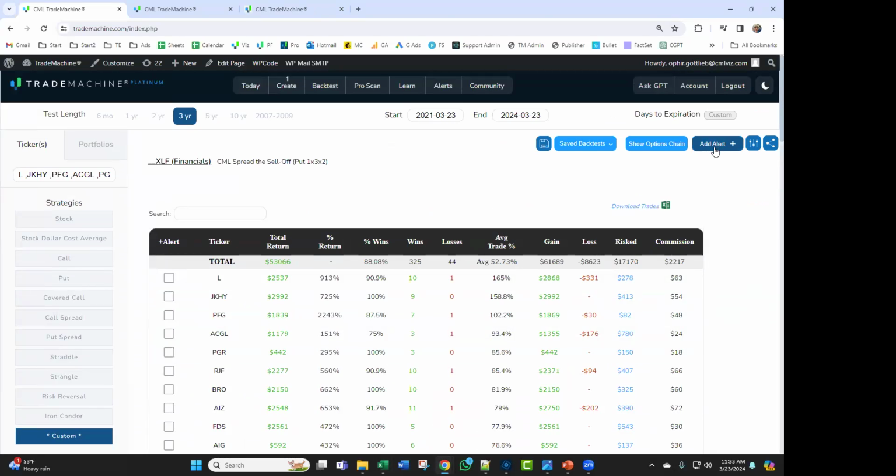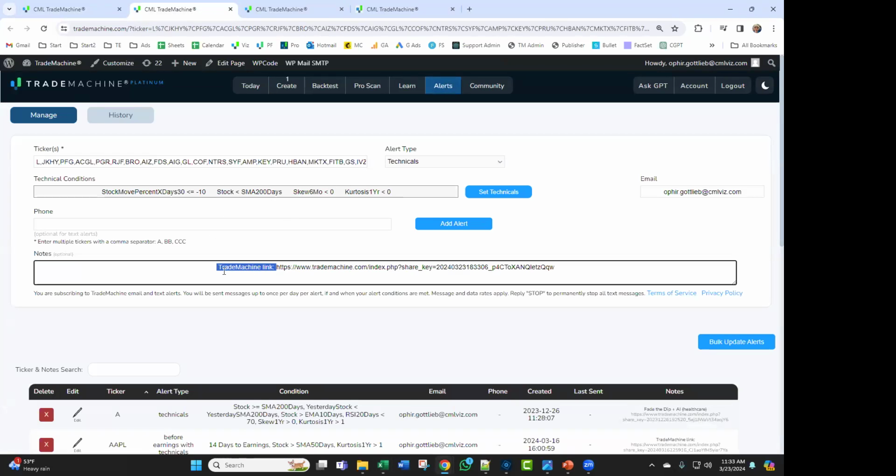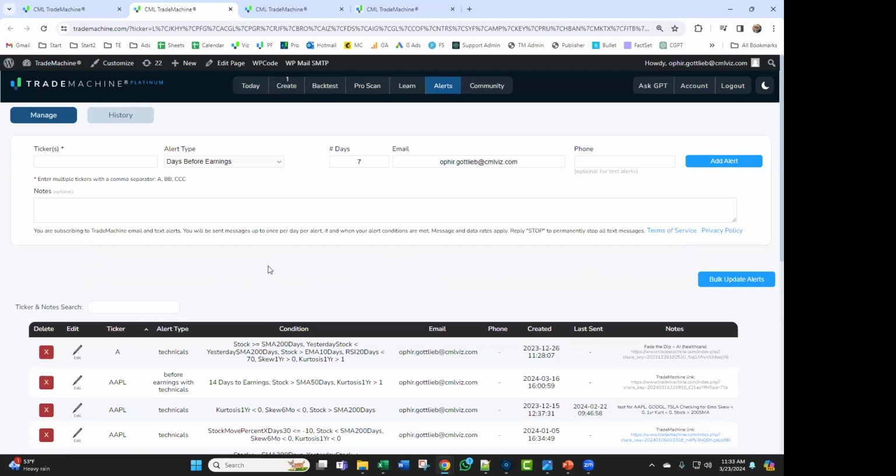Now I'm going to click add alert. It's got my 42 tickers. I'm going to write myself a note. This is spread the sell-off. You will get this link, don't worry about it. And I'm going to say financials. Okay, I'm going to click add alert. All 42 alerts were added.